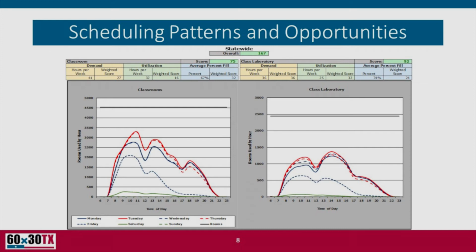The classrooms here on the bottom of the chart is the hour of the day. The different colored lines are the days. And you can see where in the state the peak time frames are, in between the 9 to 12 and then around the 1 to 2 category. Those are the prime times when everyone's teaching these classes, in the classrooms and class labs.